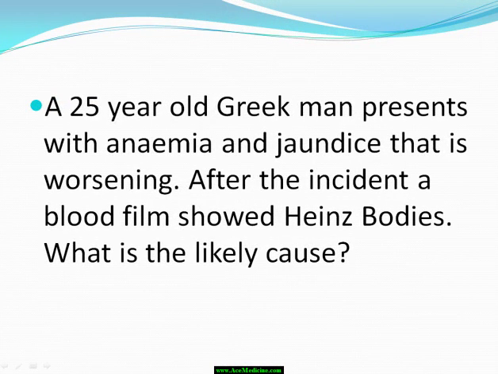Next question. A 25-year-old Greek man presents with anemia and jaundice that's worsening. After the incident, a blood film showed Heinz bodies. What is the likely cause? The keywords here are Greek, anemia, jaundice, and Heinz bodies.